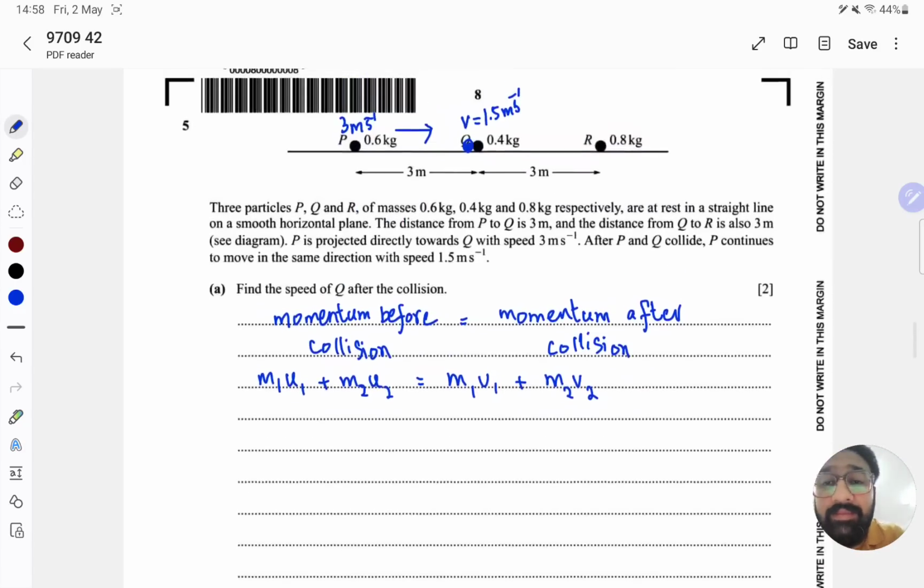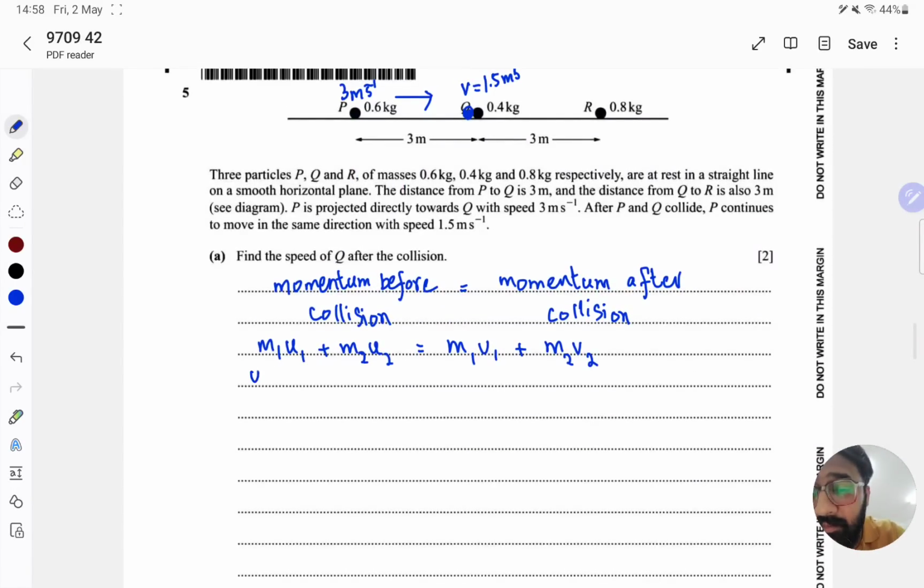So m1 is the mass, 0.6, multiplied by the initial speed of the object P, which is 3, plus the object Q is already at rest. So if you multiply the mass with 0, it is ultimately 0. The speed with which the object P moves after collision is 1.5, so 0.6 into 1.5. The mass of the object Q is 0.4 and the speed after collision is unknown.